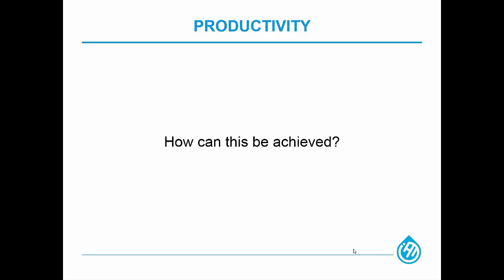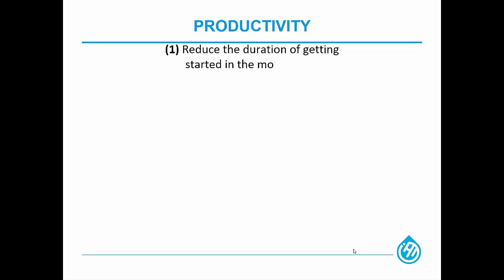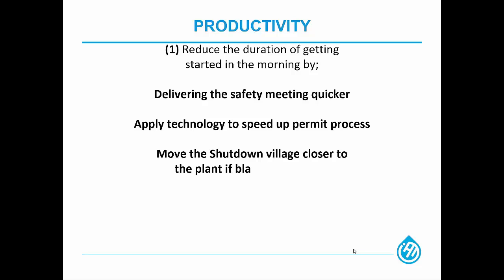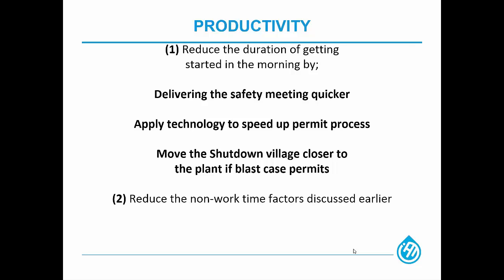So how can this be achieved? Firstly, reduce the duration of getting started in the morning. Deliver the safety meetings more effectively. Apply new technologies to speed up the permit process. Move the shutdown village closer to the plant if the blast case permits you to do so. Reducing the non-work time factors that we discussed earlier will also assist in speeding up the job. Modifying the above ultimately creates more time for working on the job.